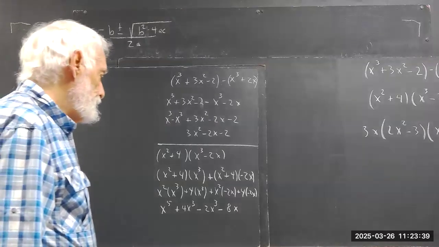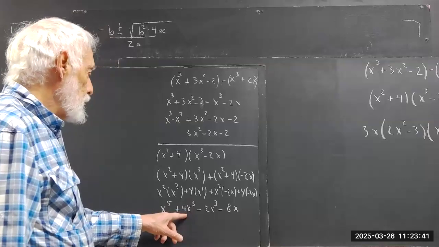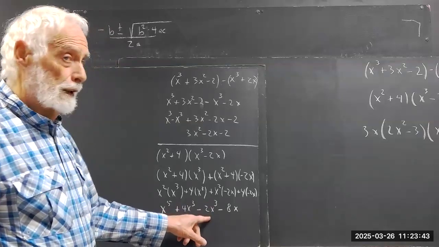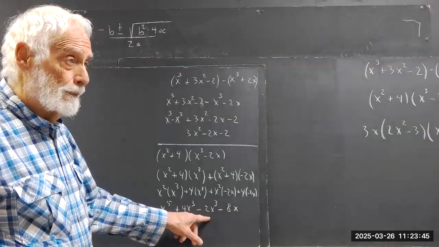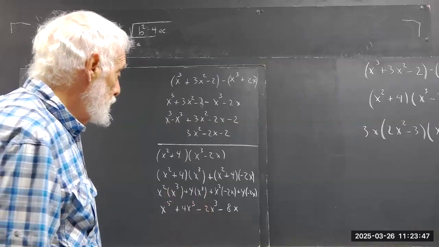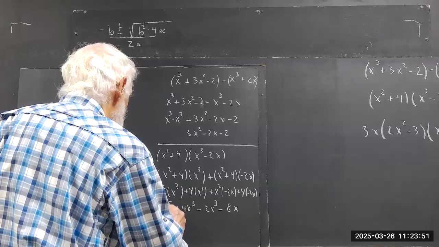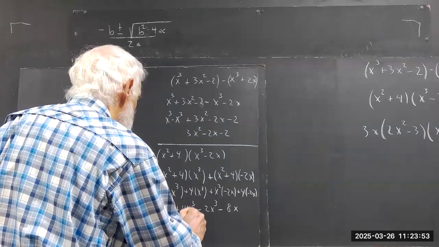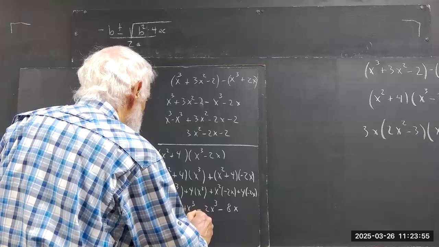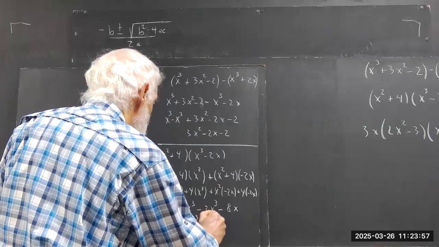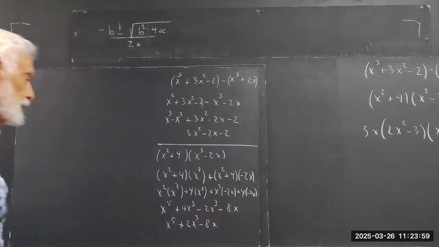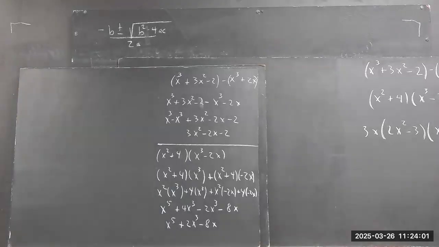Okay, well, now we see we have 4x cubed and we have negative 2 of them, right? So that's 4 minus 2, or just 2x cubed. So that's x to the fifth plus 2x cubed minus 8x. Okay, makes sense. All right.